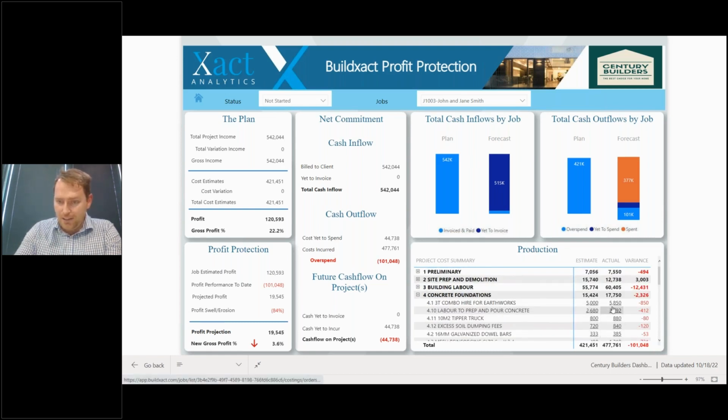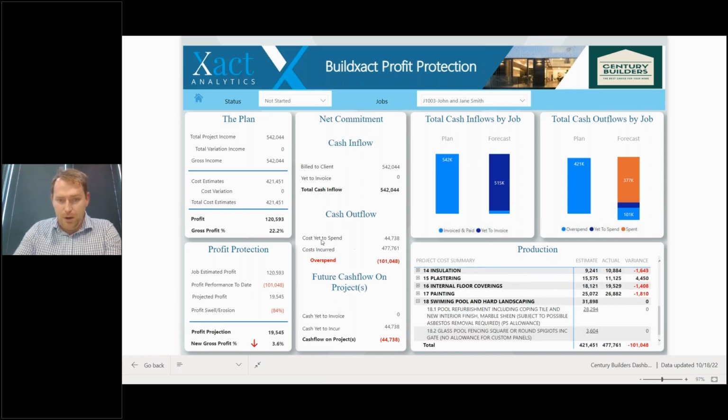And if you click on any of these, it'll take you direct to Build Xact. So within a couple of clicks, you can sort of see where projects are up to. You want to keep that one under the microscope all the time, daily if you can, especially bookkeepers pushing in data daily. This will update daily.